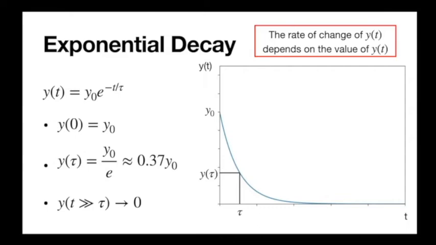Then let's plug in an even later time. So let's plug in a time t that's huge, much, much greater than tau. So we went from 0 to tau, now many, many times tau. Then we get y naught times e to the negative huge number. That means we have y naught times 1 over e to the huge number. That ends up being essentially 0.